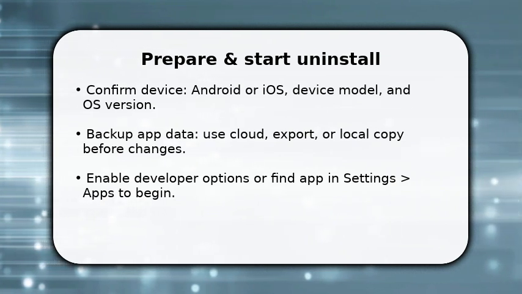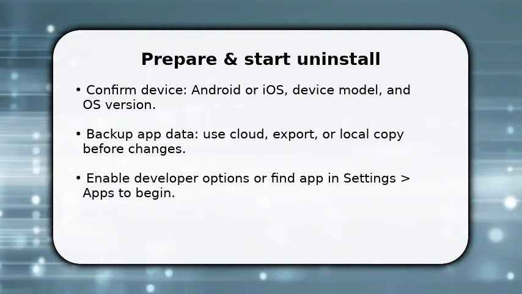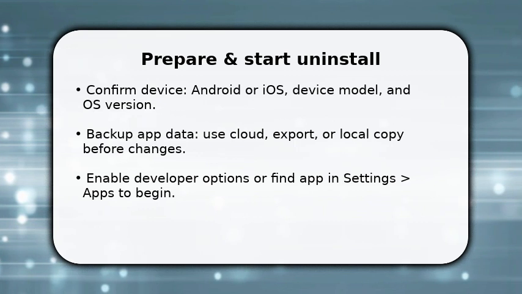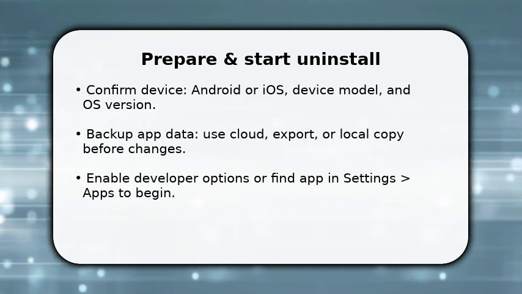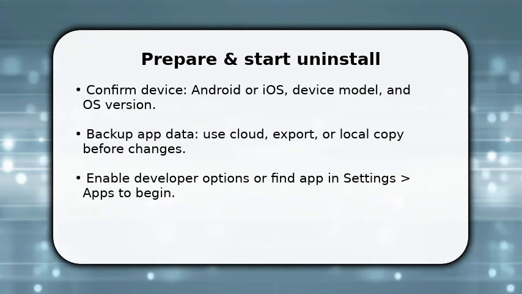Next, open settings and go straight to apps or application manager. Make sure developer options are enabled on Android, or you know the app's offload/delete controls on iOS. This gets you into the exact place where updates and versions can be inspected and changed.